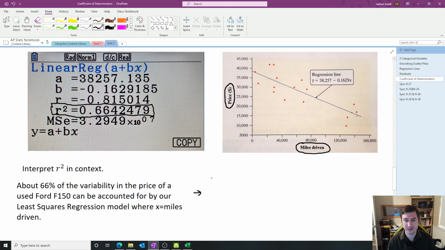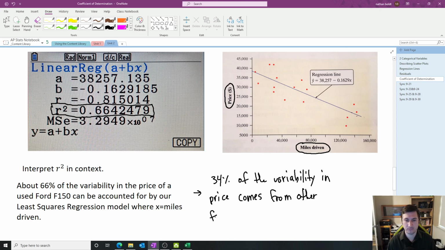So this kind of implies 34% of the variability in price comes from other factors. And I'm hoping that kind of makes sense. When you go to buy a used car or truck, yeah, the number of miles on that vehicle matters a lot. But it's not the only thing that matters.